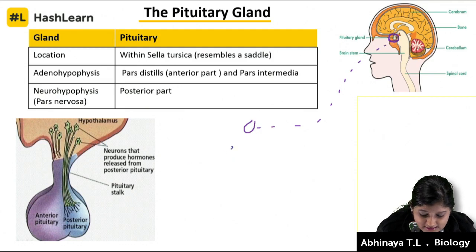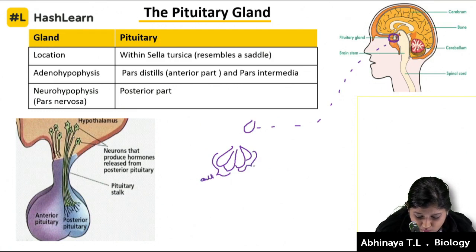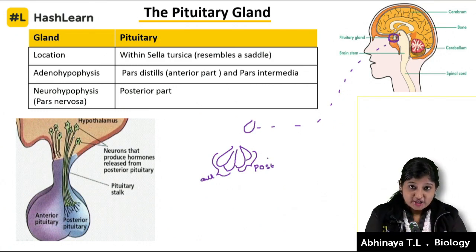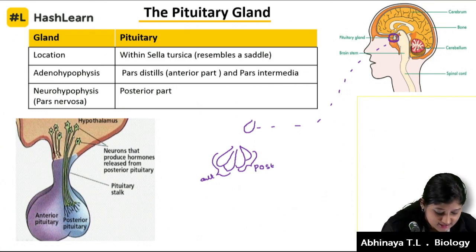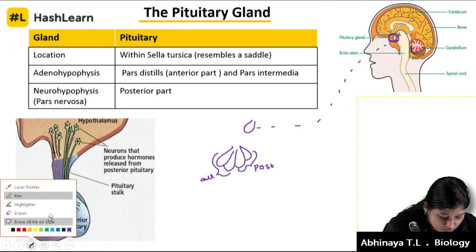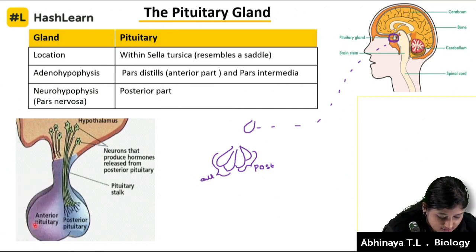Okay, basically it's divided into two parts like this. Just draw it. So this part is anterior and this part is posterior. It's not side by side, actually it is sitting one behind the other. You can see this image that I've put here. So this is the anterior part, this is the posterior part.